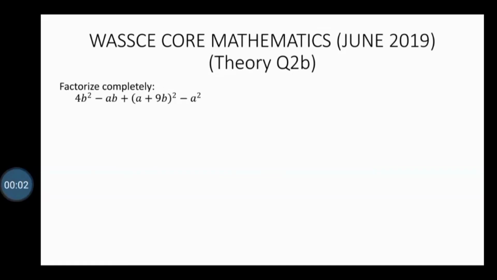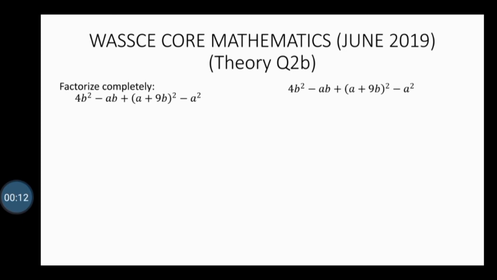B. Factorize completely 4b squared minus ab plus bracket open a plus 9b bracket closed squared minus a squared. We have 4b squared minus ab plus bracket open a plus 9b bracket closed squared minus a squared.